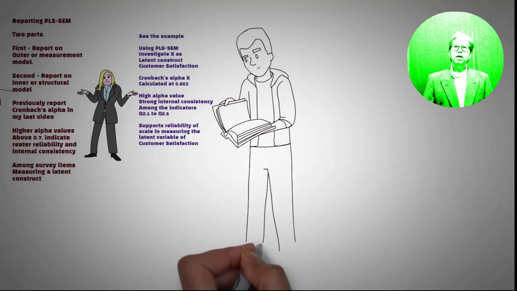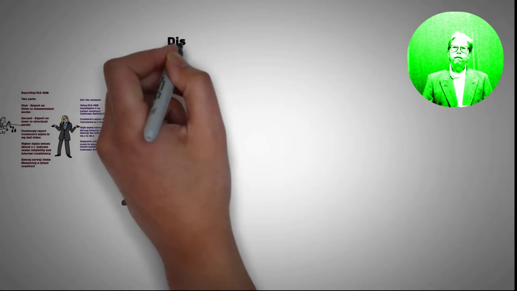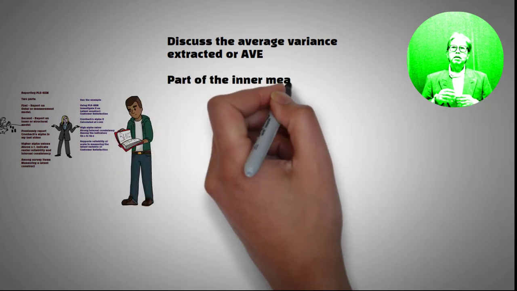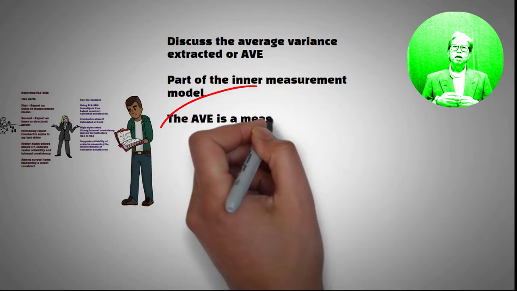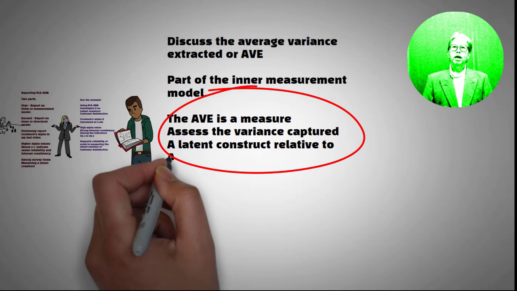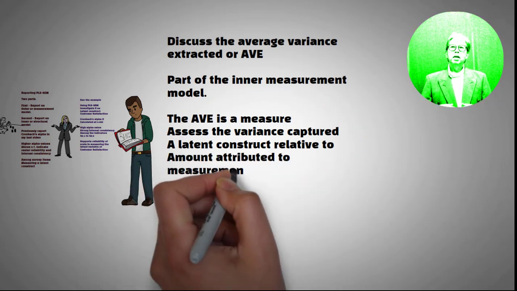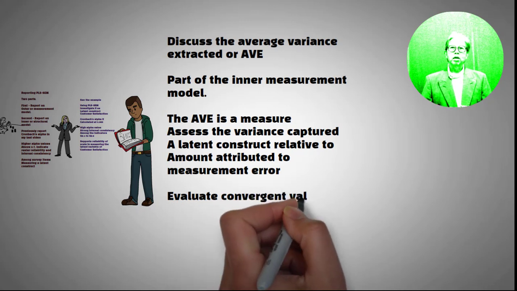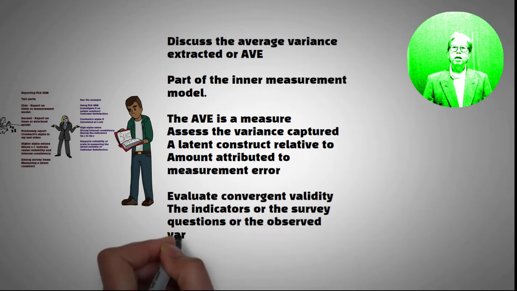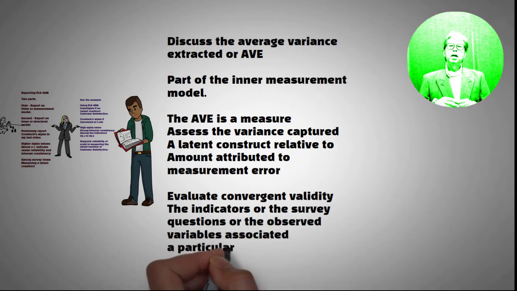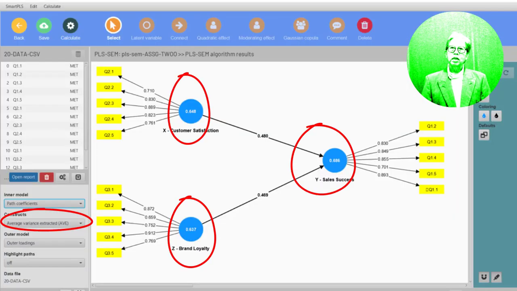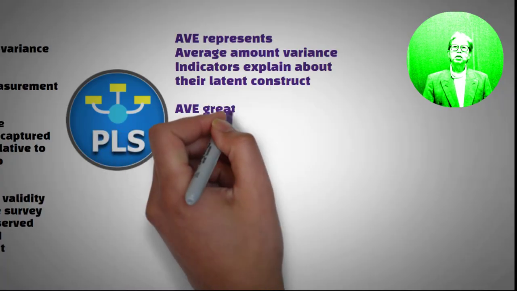Now I will discuss the average variance extracted, or AVE, as part of the measurement model. The AVE is a measure to assess the variance captured by a latent construct relative to the amount attributed to the measurement error. It helps to evaluate the convergent validity of the indicators of the survey questionnaire, or the observed variables associated with a particular construct. The AVE represents the average amount of variance that the indicators explain about their latent constructs.